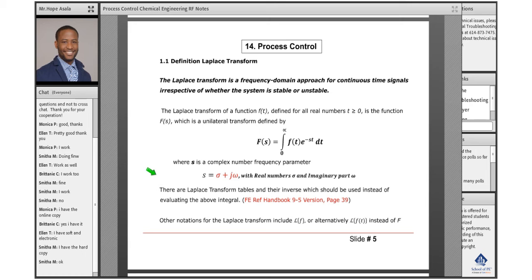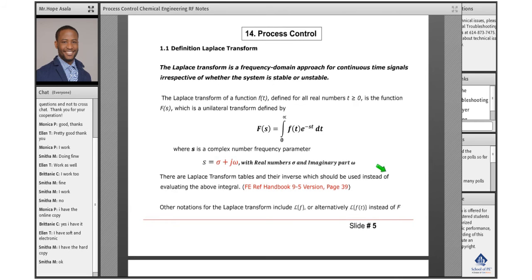When you want to plot different poles or zeros on an s-plane, it's important to know whether your s equals something that is a real number, an imaginary number, or a combination, a complex number, so that you know what part of the s-plane it lies in, and all that stuff.